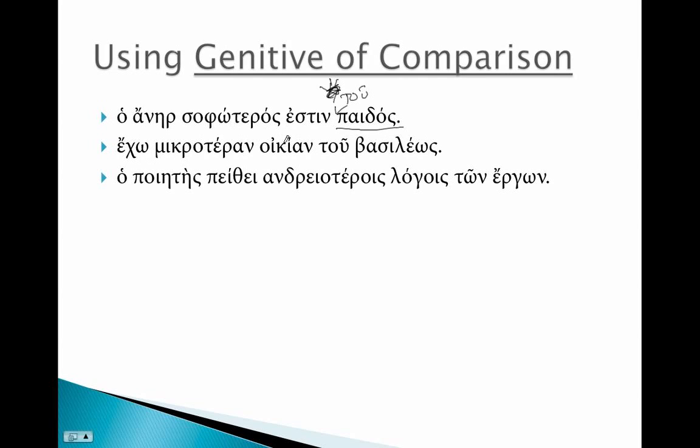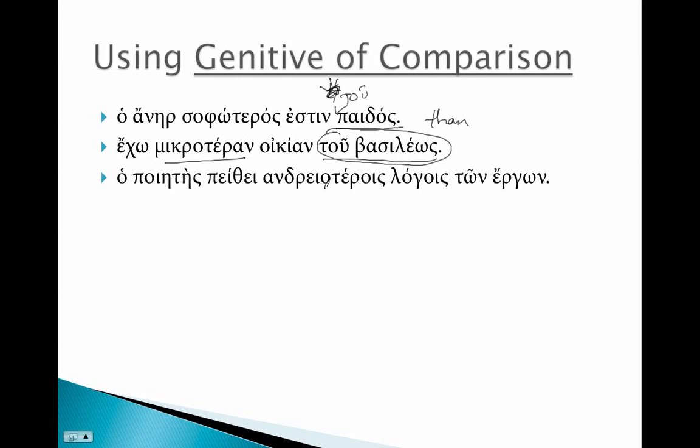Echō mikroteron oikian tou basileōs. There's our genitive. No ē. Remember, genitive comparison does not use ē. I have a smaller house than the king. The only way you really know that this is going to be a genitive of comparison and that you need to insert a "than" is that you have a comparative there.